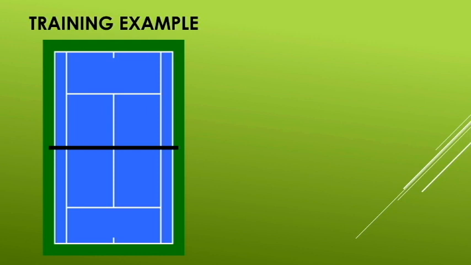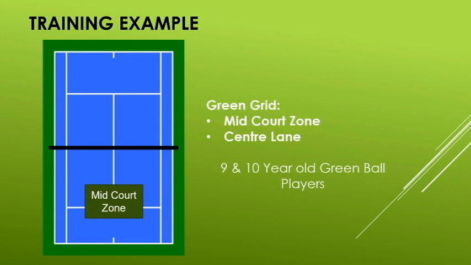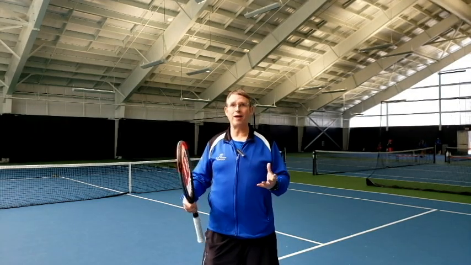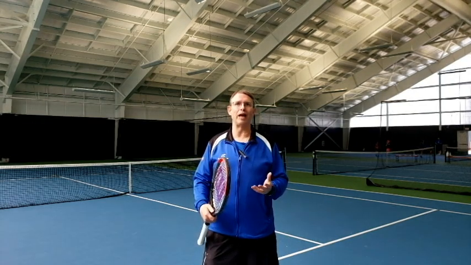Let's look at an example of a training session about solving and creating problems in the mid-court zone in the center lane. The example is going to be with 9 and 10-year-old green ball players. For the tactical technical part of the training session, we use situation training. The goal is to expose players to situations that occur in various parts of the court in order to expand their library of situations that they can successfully handle at their level of play.